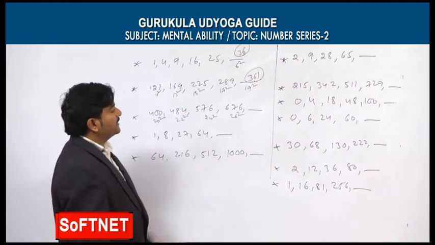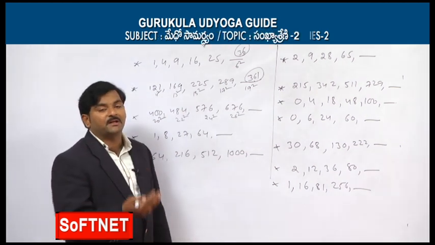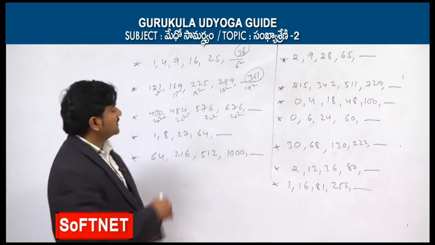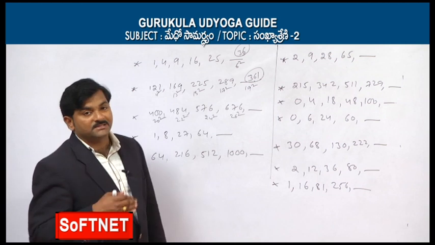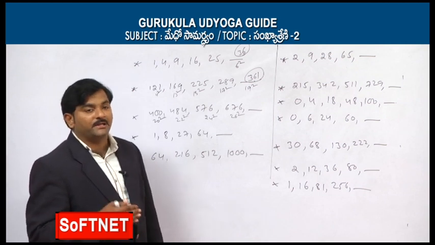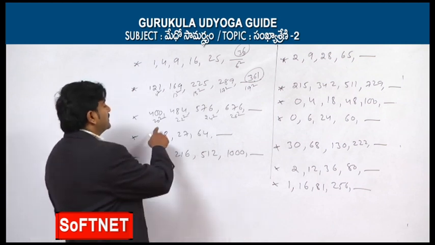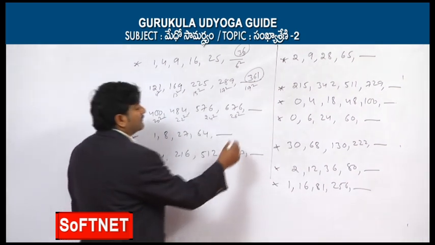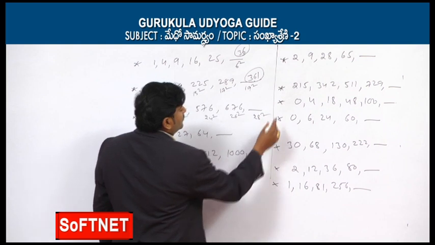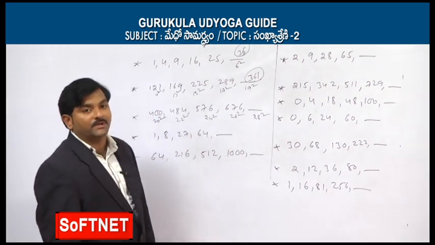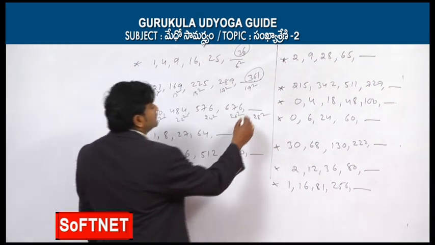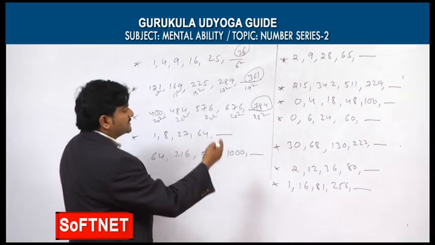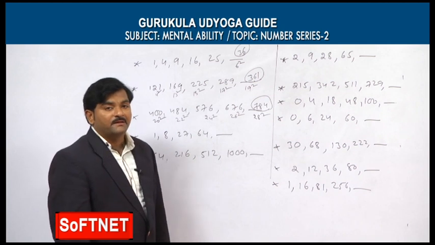Observe the previous example and this example. In the previous model we saw the squares of only odd numbers, whereas in this example we are seeing the squares of only even numbers. So after 20, 22, 24, 26, what will come here? 28. We have to find the square of 28. How much will you get for 28 square? 784.